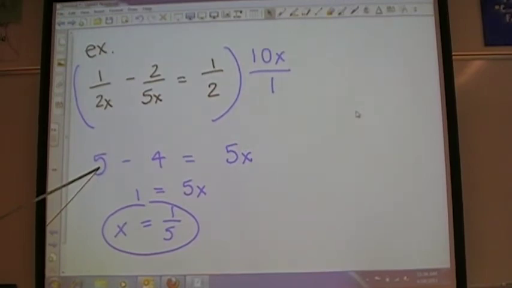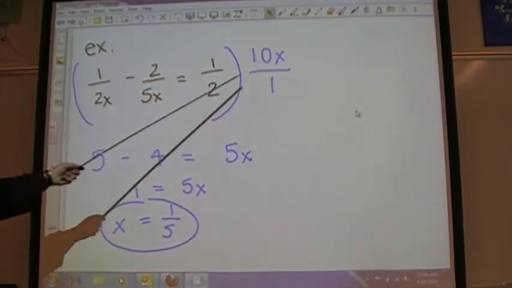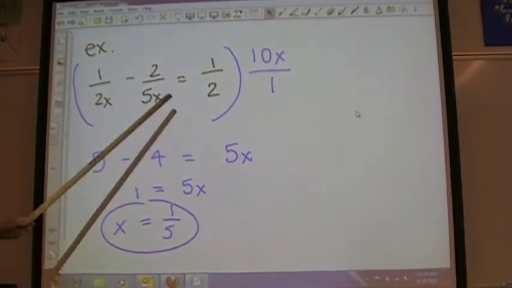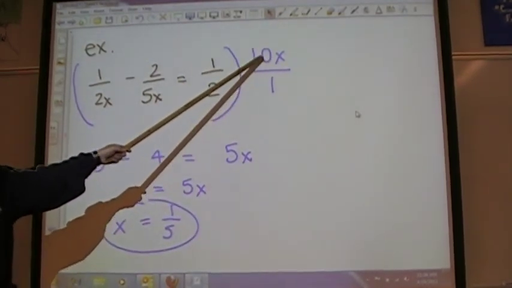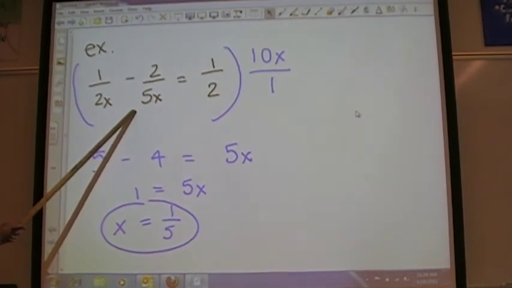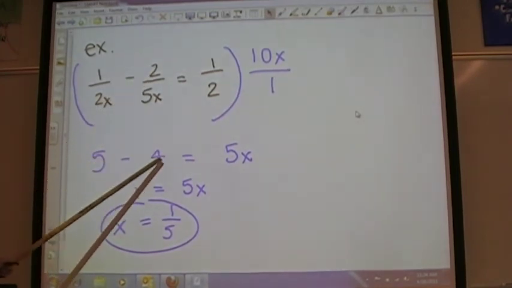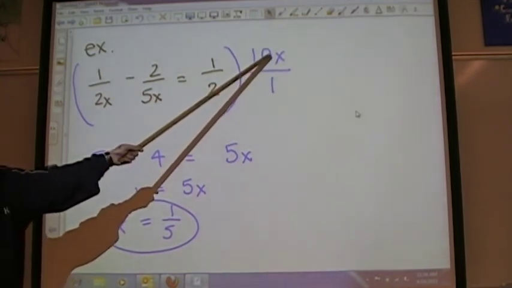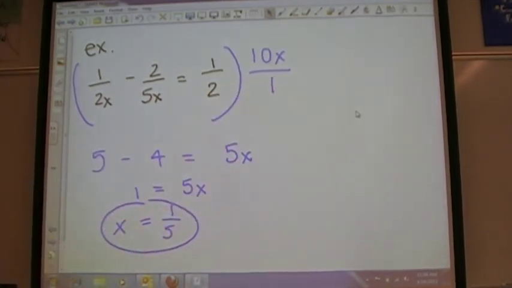Agree? Because the x's divide out and the 10 divides out with 2 5 times. Same thing here. The x's divide out, the 10 divides out with 5 2 times, and 2 times 2 is 4. Here, this divides out 5 times, so you get 5x. Then you just solve from there.